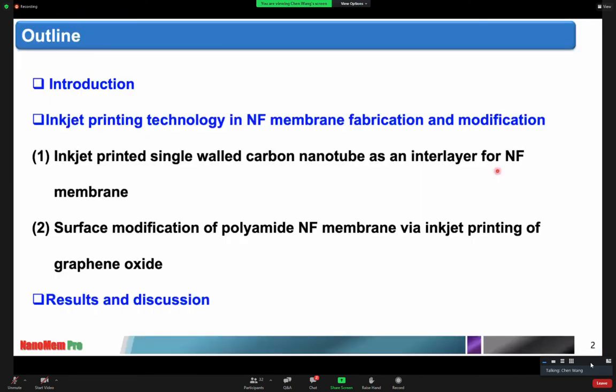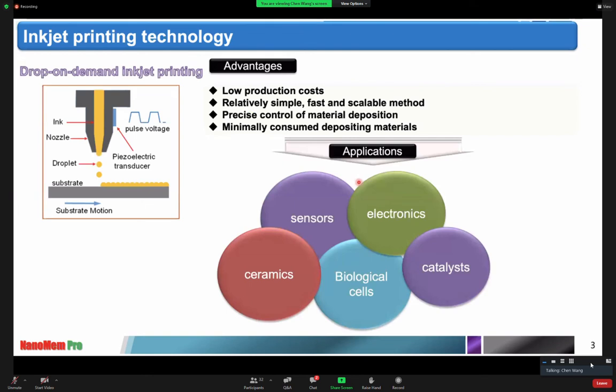Here is the outline of today's presentation. First, I will give a brief introduction. Then I will introduce two research works along with their results and discussion. First, let's have a look at the inkjet printing technology. It has many advantages. For example, it has a low production cost. It is a relatively simple, fast, and scalable method. In addition, it can also precisely control the material deposition and minimize the use of deposition materials.